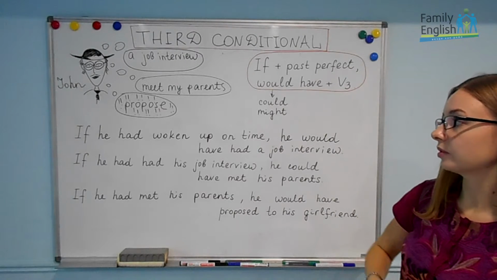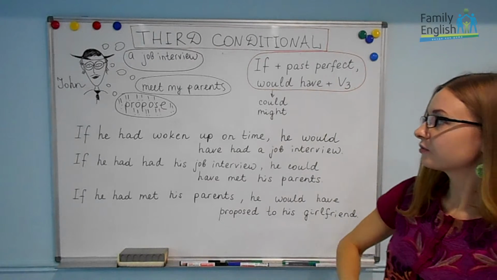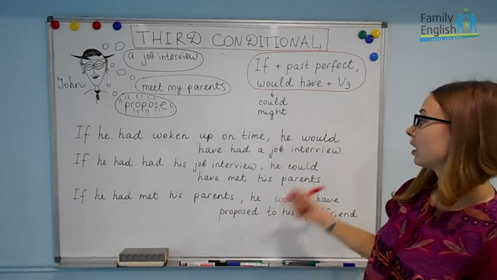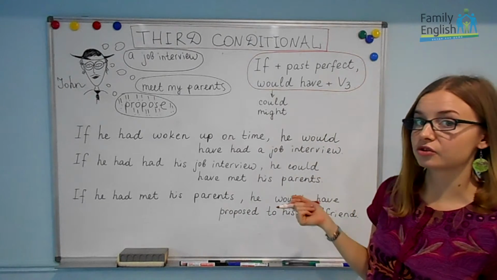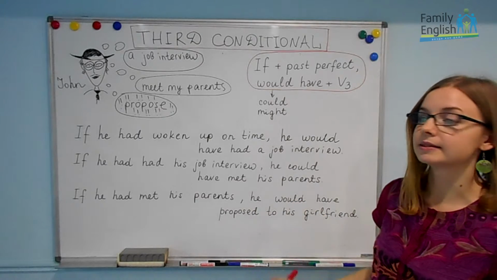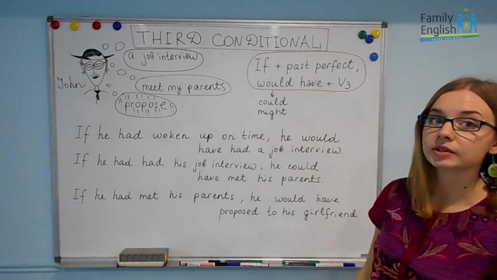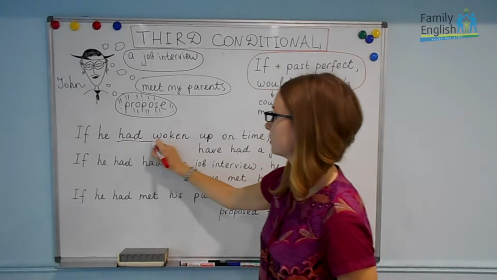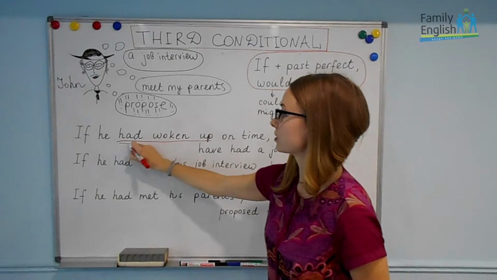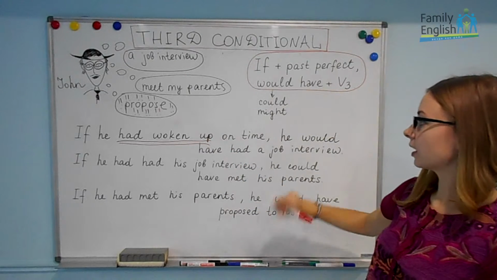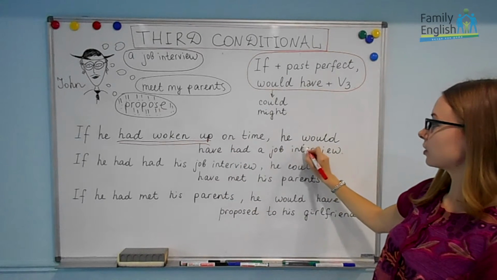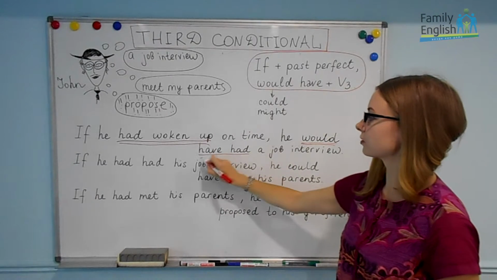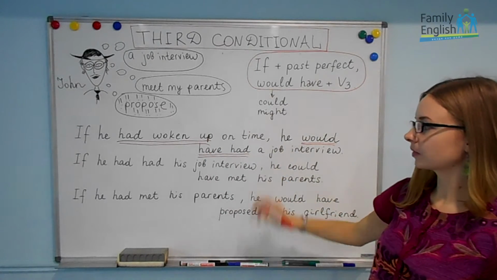So the examples. If he had woken up on time, he would have had a job interview, but he didn't. That's why we use third conditional. If he had woken up, we use past perfect. And in the second part we use would, have, and the third form of the verb.